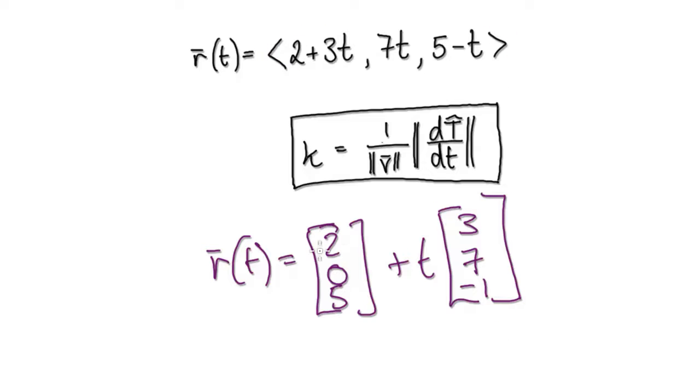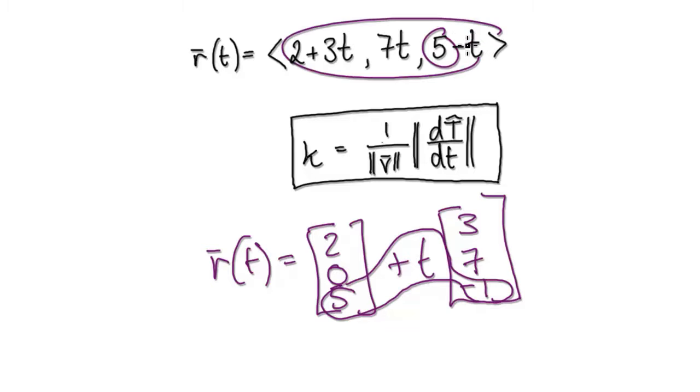So you could rewrite this whole thing as this, because if you look at the x component, it would be 2 plus 3t. And this one here, 0 plus 7t. And then 5 minus t. You could rewrite this whole thing here as this.